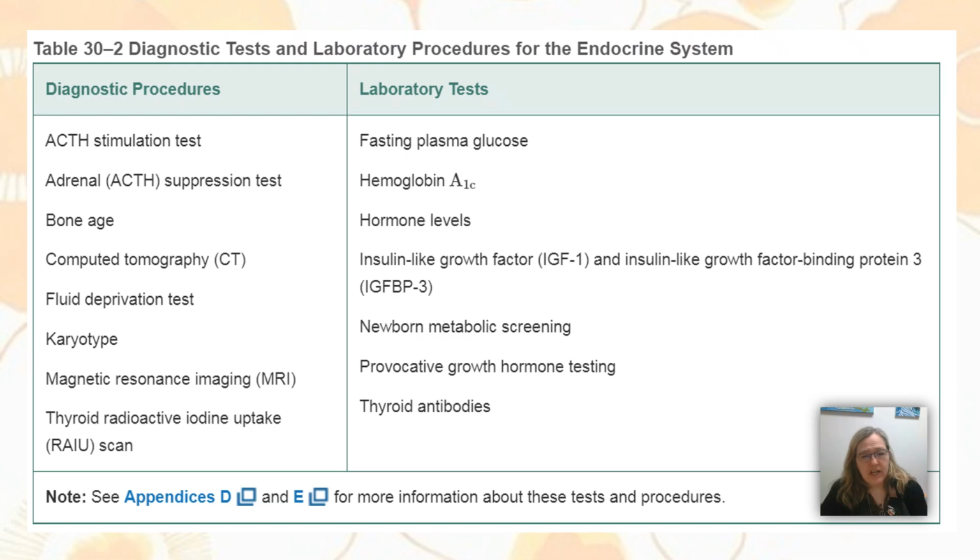We can also check thyroid function by doing the thyroid radioactive iodine uptake scan. That would be related to some thyroid problems. The adrenal suppression test, ACTH, is a test that we might do. So familiarize yourself especially with the PKU and the hemoglobin tests for this chapter, and the bone age.